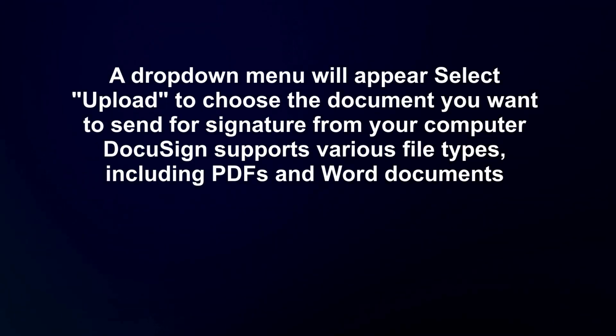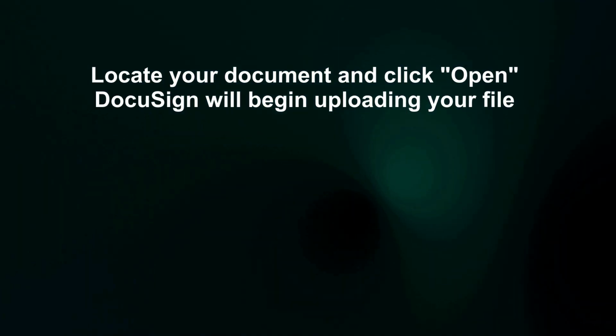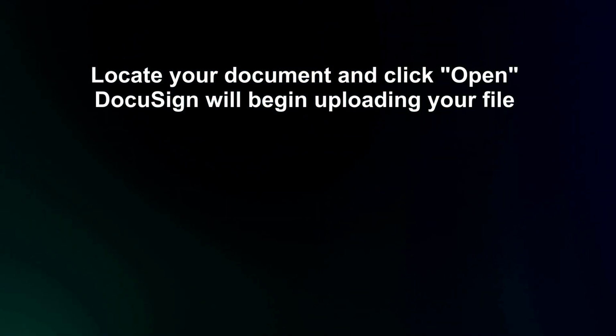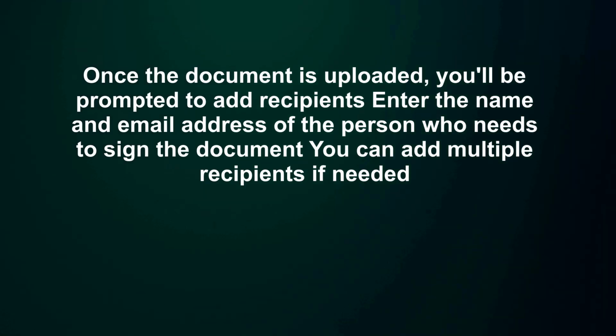Docusign supports various file types, including PDFs and Word documents. Locate your document and click Open. Docusign will begin uploading your file. Once the document is uploaded, you'll be prompted to add recipients.